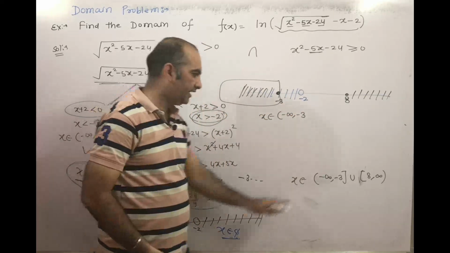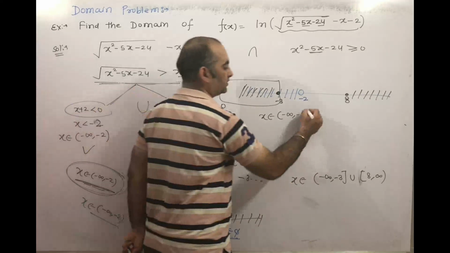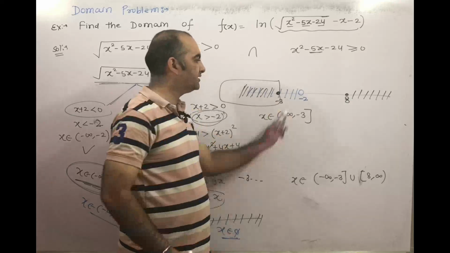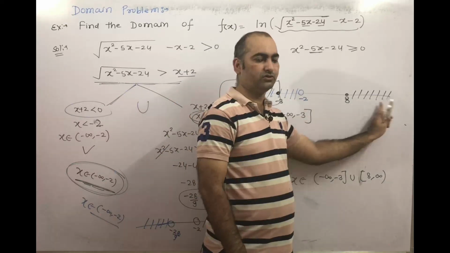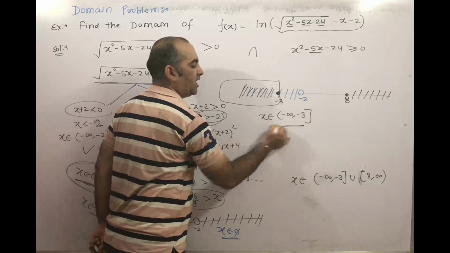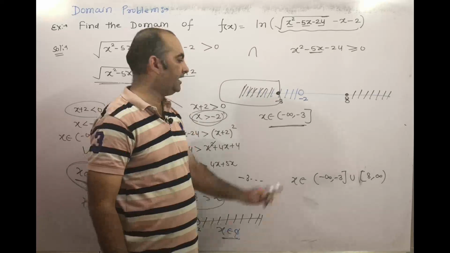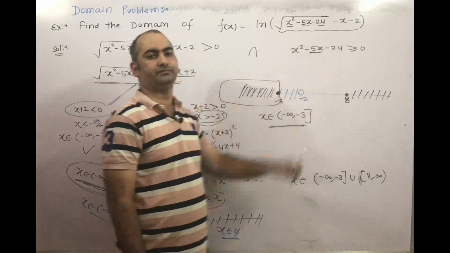Okay, minus 3 here is also included, so minus 3 is closed. After that you can see only blue is there, so this will not be common. And here only black is there, so this is also not common. So the common portion is only this one. So this is your solution. And if you want, you can check any value after this one and check whether it is satisfying or not.